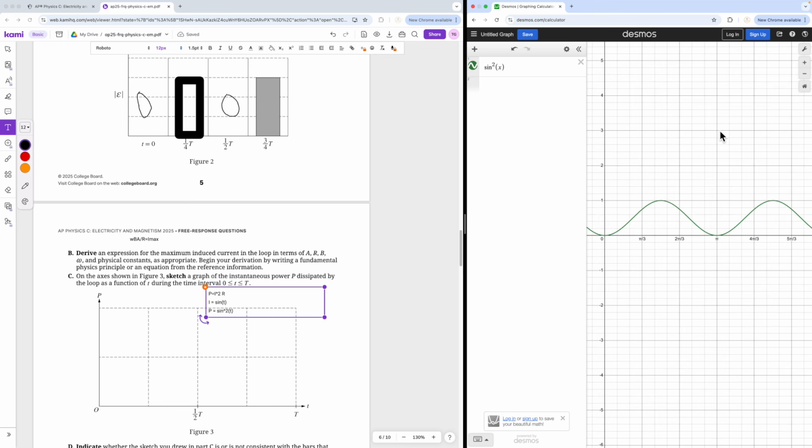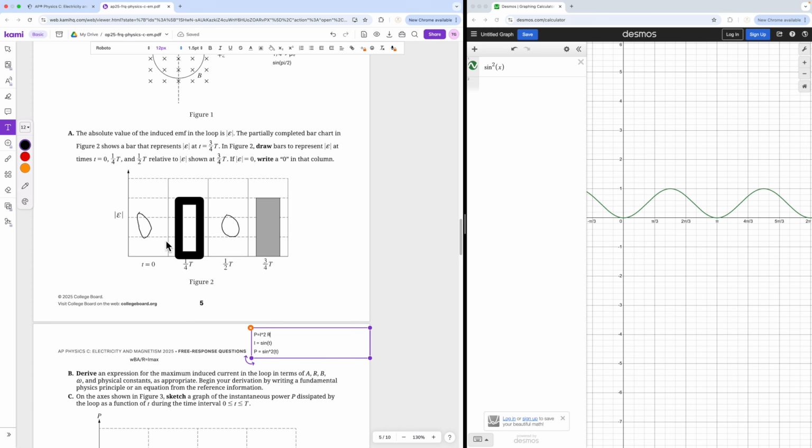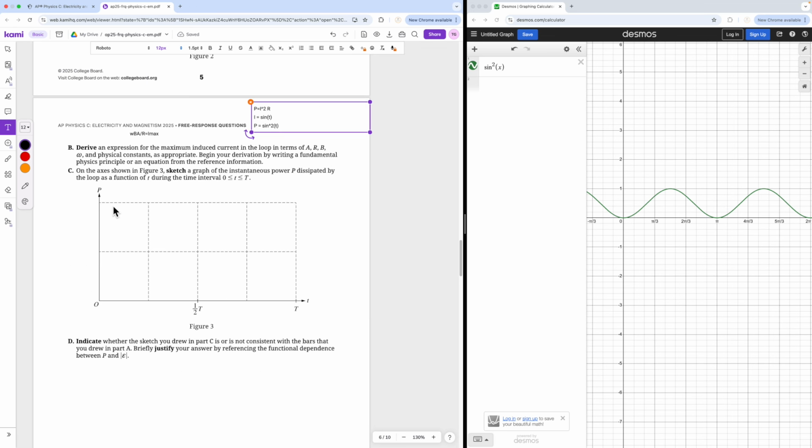Okay, that's great to know. But what are we going to be drawing over here? Well, we know that if our current is at a maximum, our power dissipated is also at a maximum. If we have no current, we have no power being dissipated. And if we look over here, we know that V equals IR, so if we have no voltage, we have no induced current. At time equals 0, we have no current, because we have no voltage. But at 1/4 t and 3/4 t, we can see we have a maximum voltage and therefore a maximum current. And therefore also we have a maximum power dissipated.